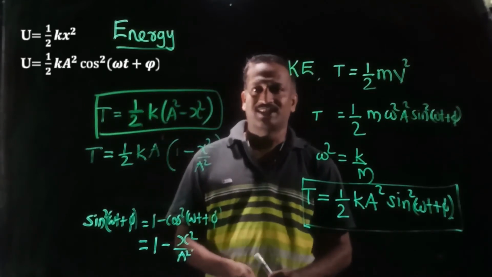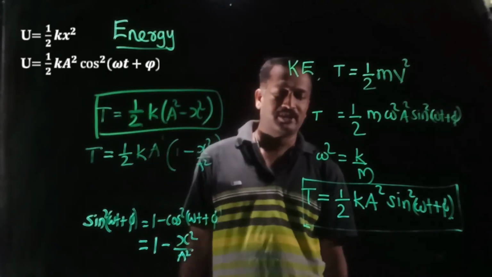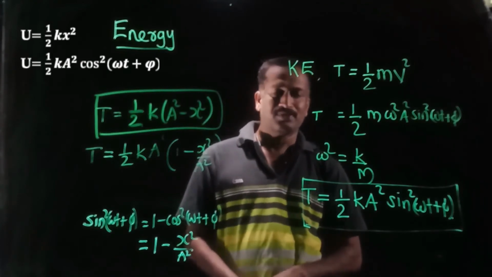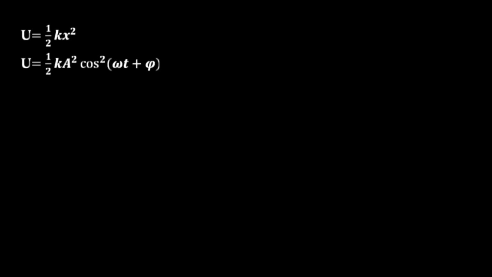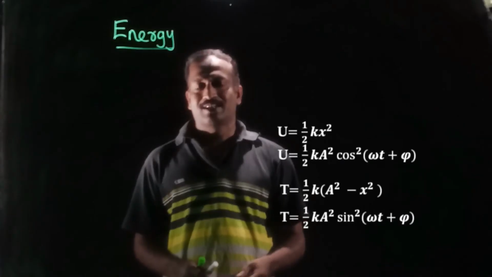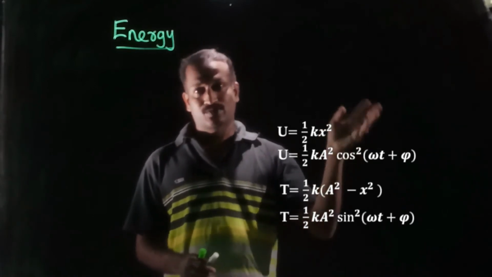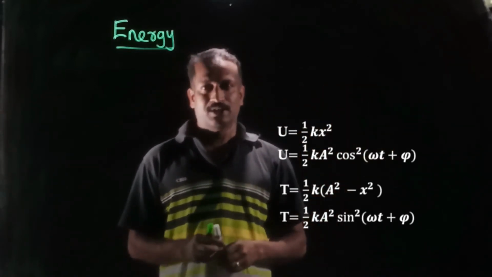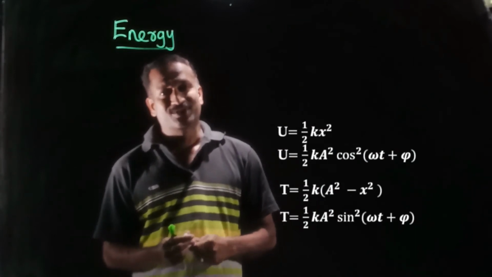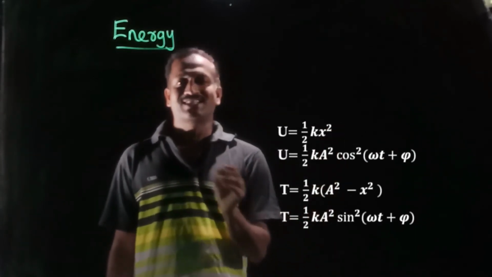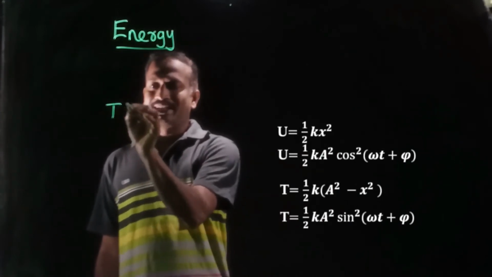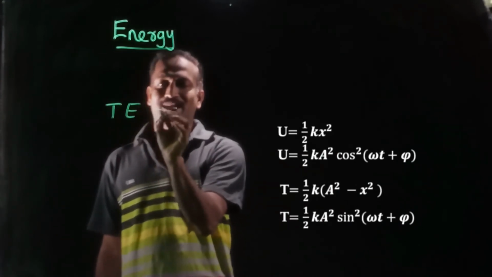So, we have potential energy discussed. Potential energy equation, kinetic energy equation. That is, the equations for potential energy and kinetic energy in terms of position and time are covered. And in order to find the total energy of the oscillator at any instant, the total energy is the sum of kinetic energy and potential energy.